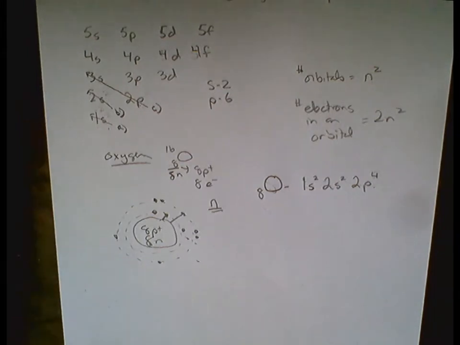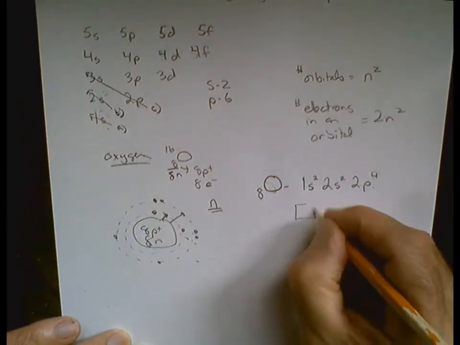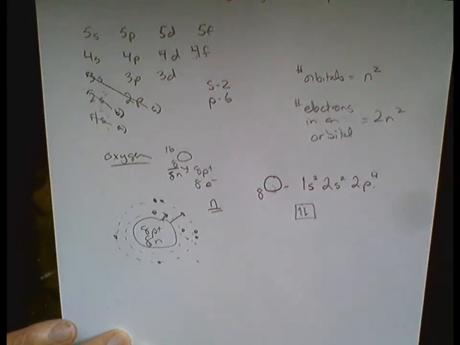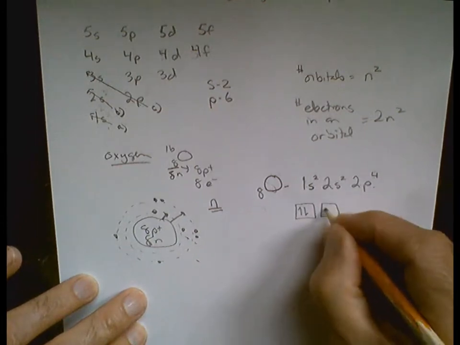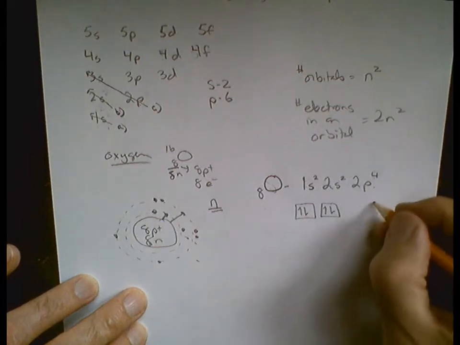So let's draw a box diagram of this. When we draw s orbitals, they look like this. It has 2 electrons. The electrons have opposite spins. You're not going to understand all the detail here. You just have to know how to draw the box diagram. That's 2 electrons. And then we have another s orbital, 2 electrons.